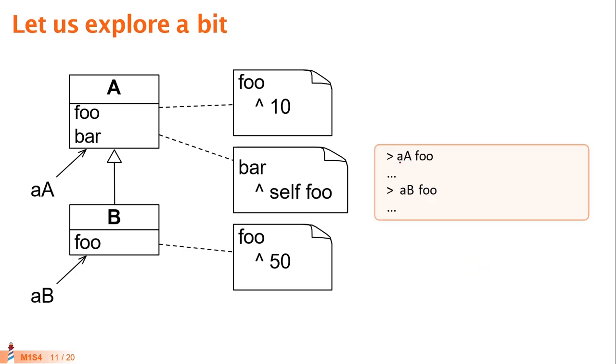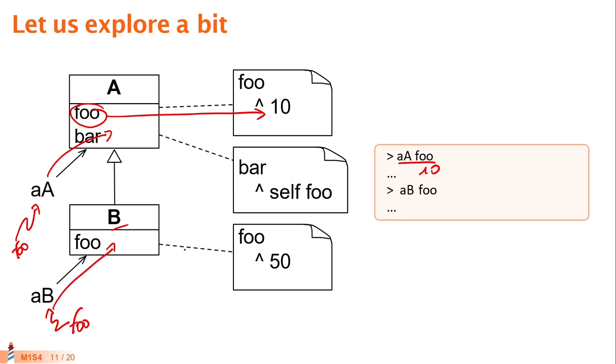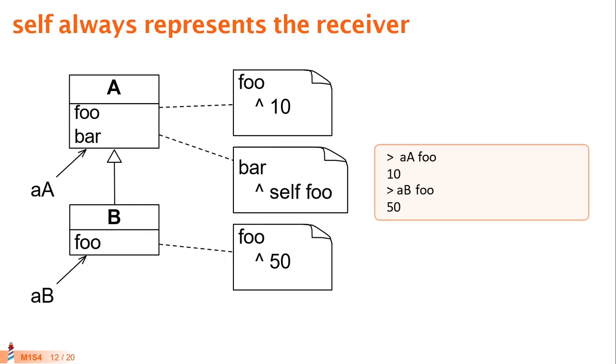Now, what is the result if I send a message foo to A? I look in the class, there is foo, and it returns 10, so I get 10. Now I have my instance B, an instance of the class B, and I send the message foo. I look for foo, I find it, and I return 50. Let's look at it. Yes, we were right, that's so cool.